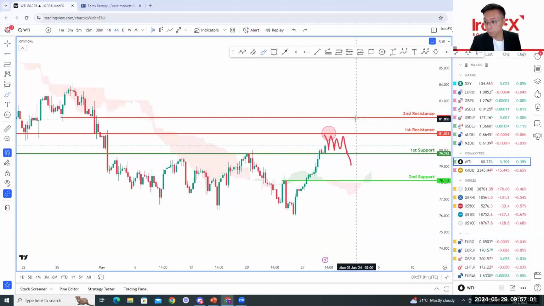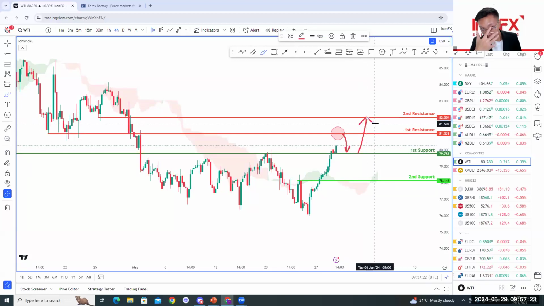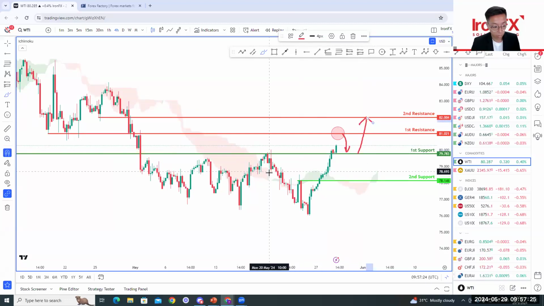All right, so for oil, the only areas that you should look at for sells would be either here or here. All right, but let's say price, you can look for short-term sells to here, and then you continue to buy upwards to this area right here. Okay, so that is for oil, right?